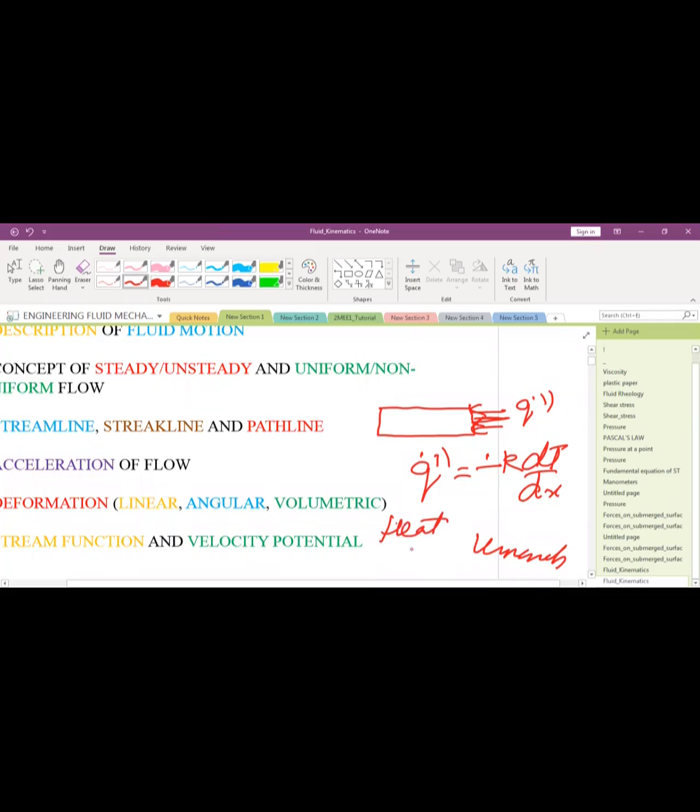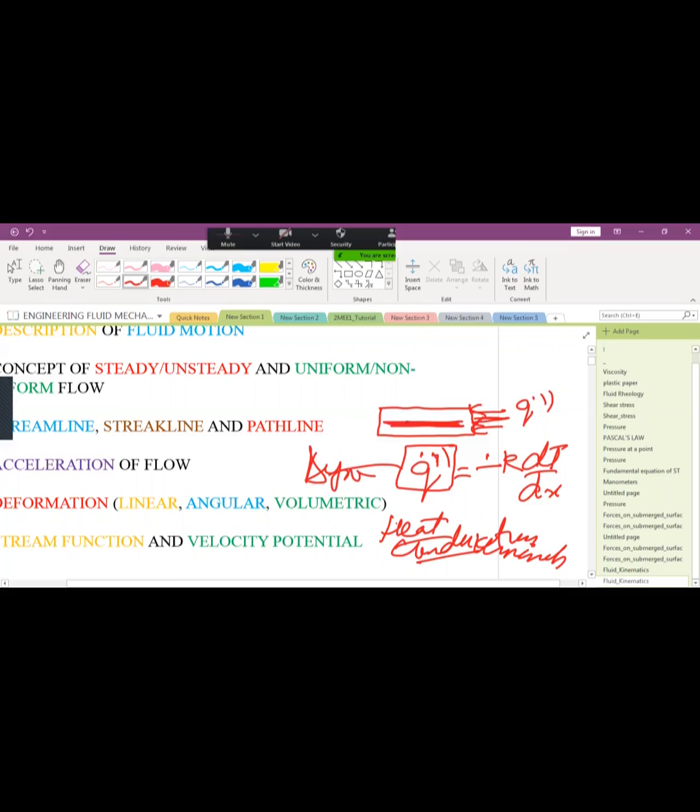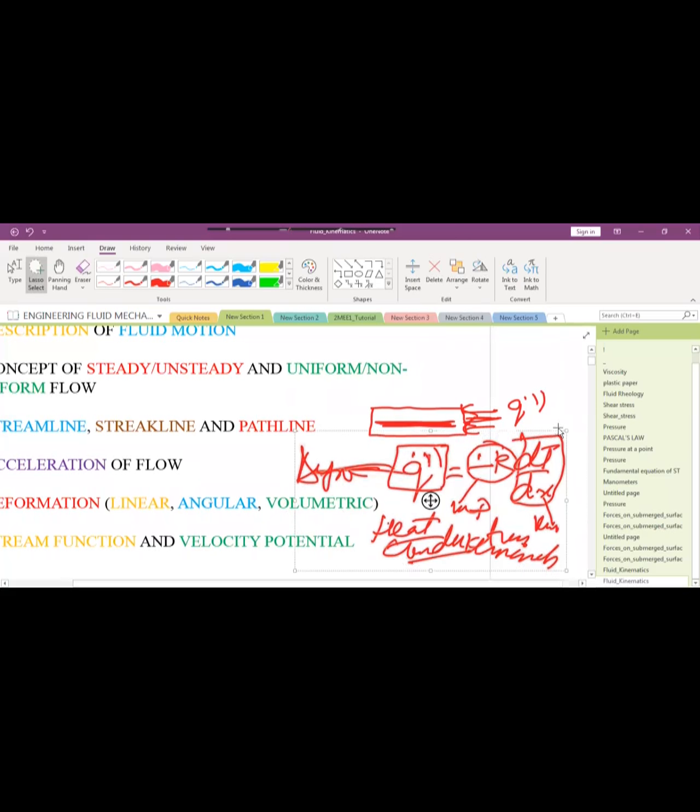Kinematics. Heat conduction is the phenomenon. So what is the kinematics part and what is the dynamics part? Heat conduction, Q. Q double dash is dynamic. Because of this only the temperature is changing in the x direction. So this is the dynamics part. This is the kinematics part. And what is this? The material property. Any clear? Any doubts to anyone?